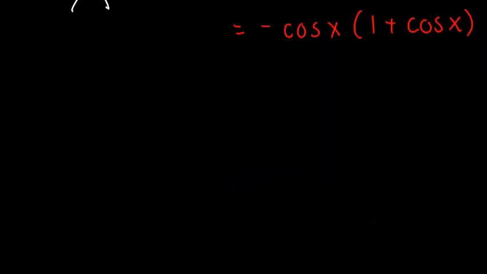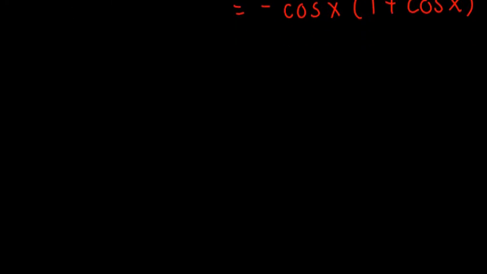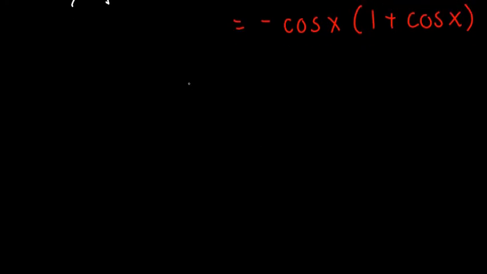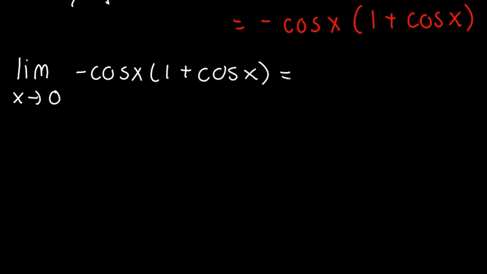And this one term must be much simpler to take the limit as x approaches 0. So let us directly substitute this in and see if we have it completed. The limit as x approaches 0 of negative cosine x multiplied by the quantity 1 plus cosine x is equal to negative 1 times 1 plus 1, which is 2, which equals negative 2. And so we have our limit completed. So this is how we can compute trigonometric limits pretty simply.